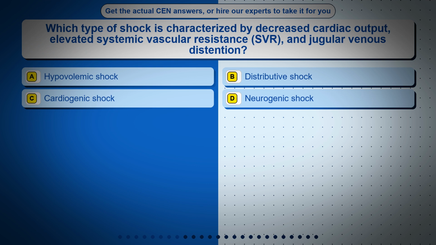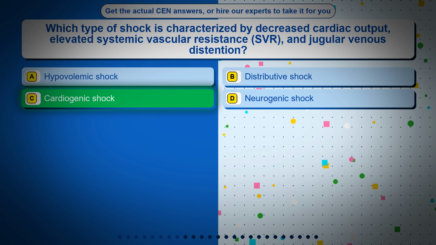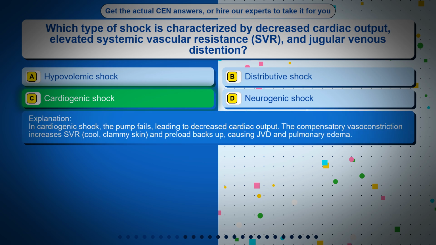Question 8. Which type of shock is characterized by decreased cardiac output, elevated systemic vascular resistance, SVR, and jugular venous distension? Option A, hypovolemic shock, option B, distributive shock, option C, cardiogenic shock, option D, neurogenic shock. The correct answer is option C, cardiogenic shock. In cardiogenic shock, the pump fails, leading to decreased cardiac output. The compensatory vasoconstriction increases SVR, causing cool, clammy skin, and preload backs up, causing JVD and pulmonary edema.